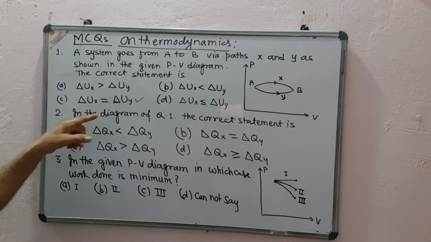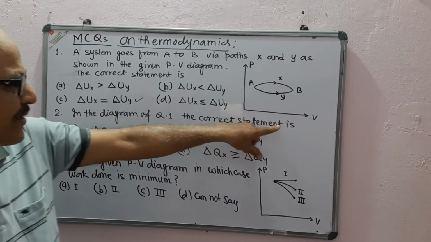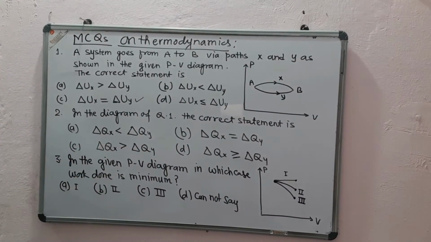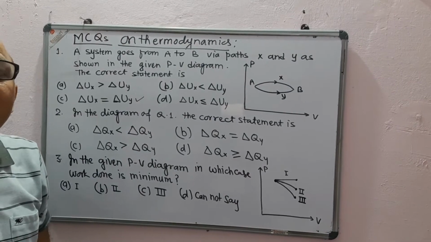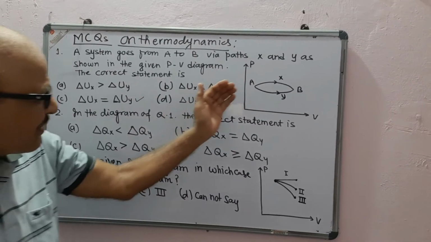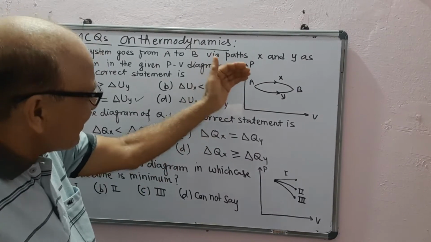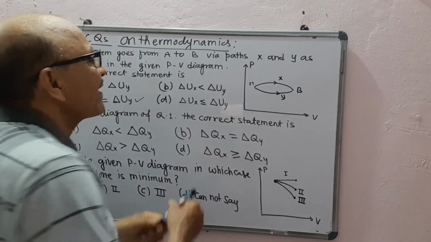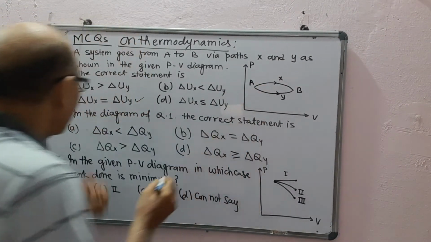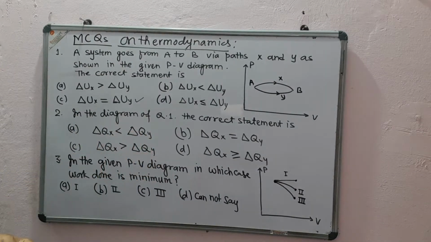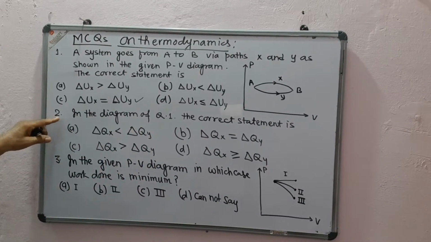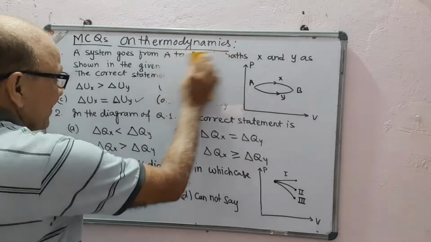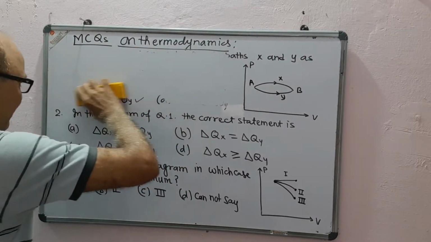Next question is: in the diagram of question 1, the correct statement is, in the same diagram, delta Q represents the amount of heat, delta Qx heat added along path X, and delta Qy heat added along path Y. So we have to select the correct answer in question 2. Next, I erase the question 1.